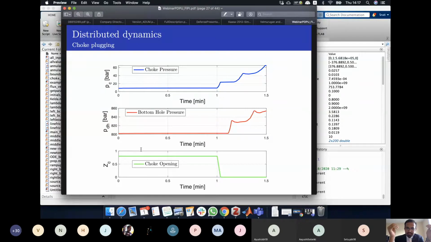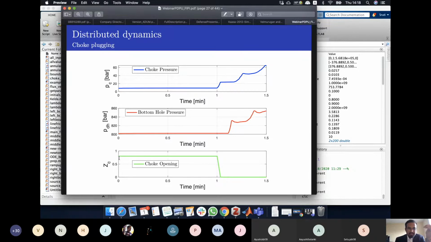This scenario is really important in managed pressure drilling applications, because you usually have two chokes running in parallel in the field setup. If one choke is being plugged, you want your controller or automation system to understand that this choke is getting plugged, close it, and deviate the flow through the parallel choke. So we need to understand how the dynamics occur in that kind of situation.